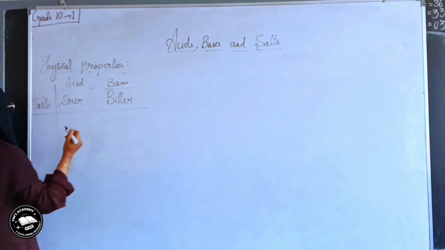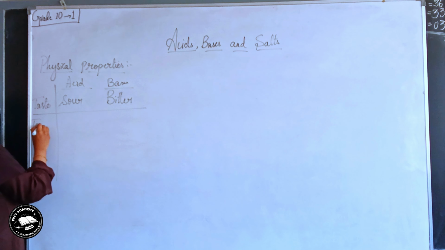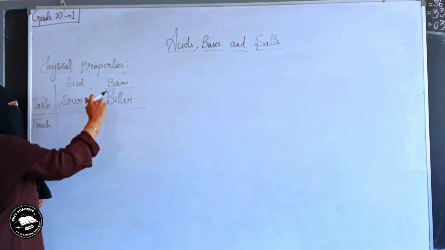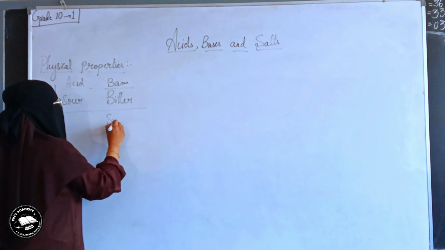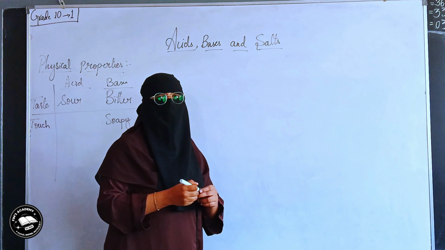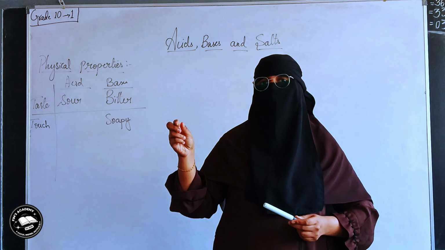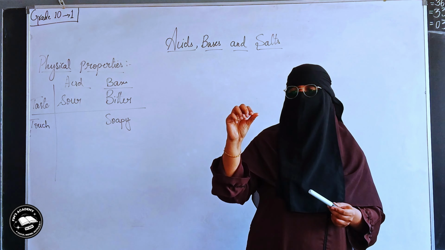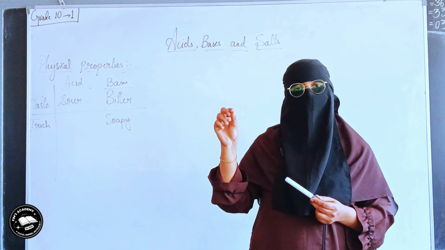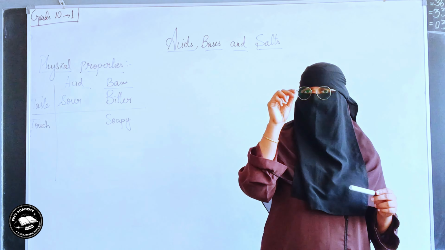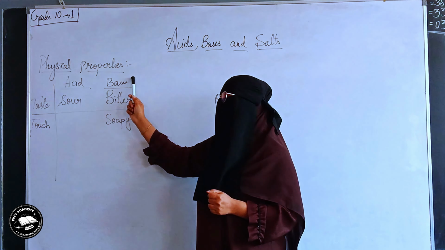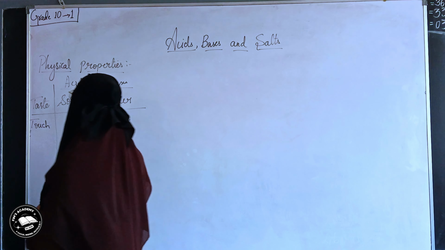Coming to the next concept, that is nothing but their touch. Now basically, if I talk about the bases, these bases are soapy to touch. Do this activity at home also. Take a pinch of baking soda. First, wet your fingers with water. Take a pinch of baking soda and start rubbing on your fingers. Whenever you do this kind of activity, you will get to see that automatically you get that soapy touch. That is all because baking soda is a base. So bases are basically soapy to touch.